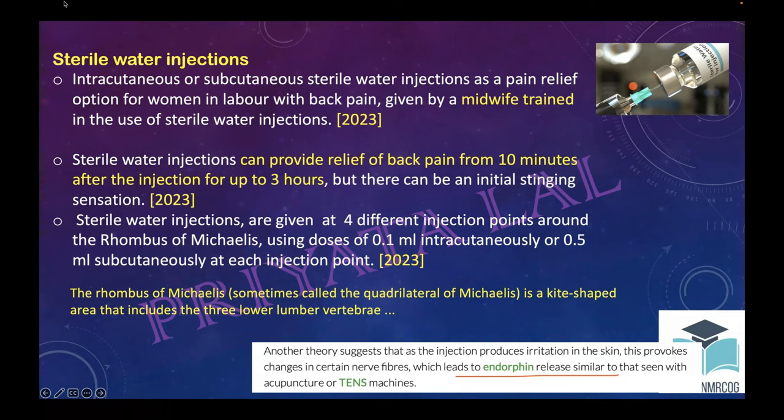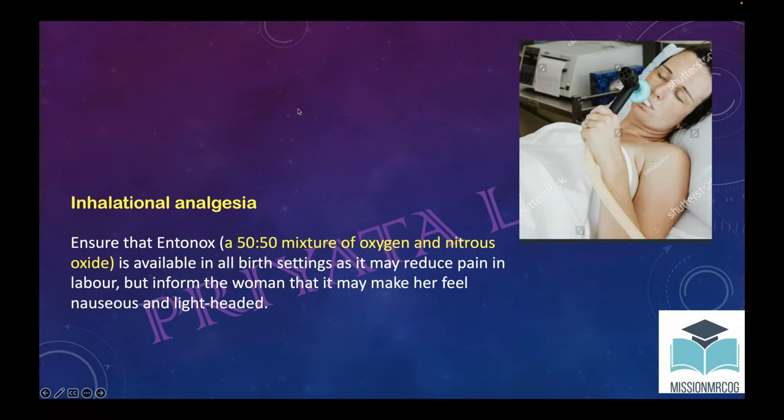Apart from this, it was there previously also. This is like gas, in patient language we call this gas. This is Entonox. Entonox has a 50-50 mixture of oxygen and nitrous oxide. So this number is important for part 2, though you know it already. It makes the woman feel nauseous and lightheaded. So Gas and air also you offer the patient as a pain relief option.